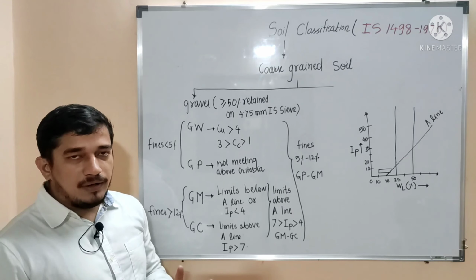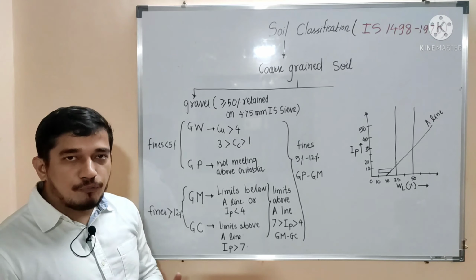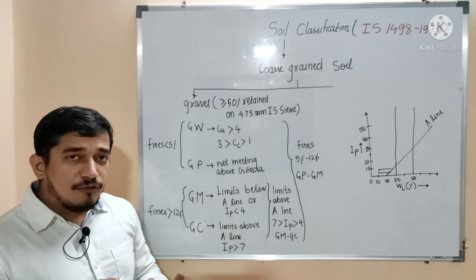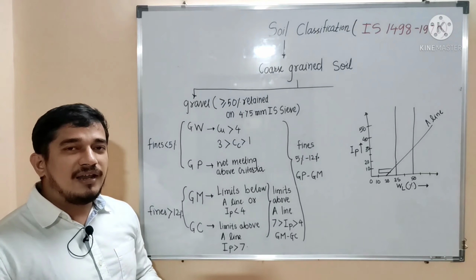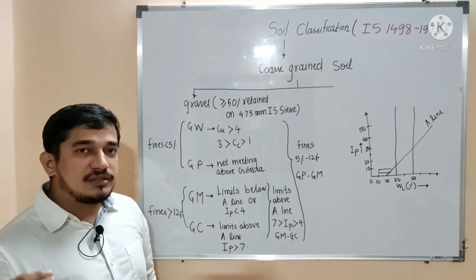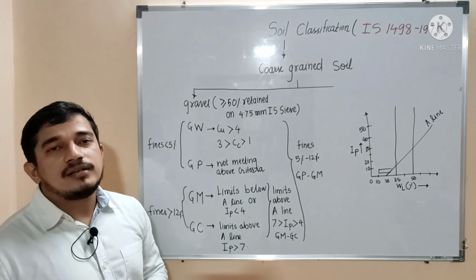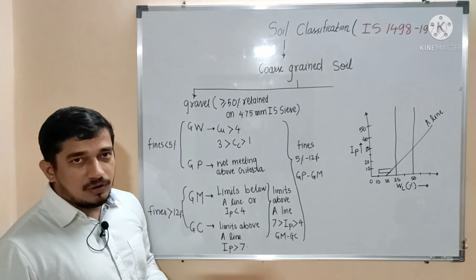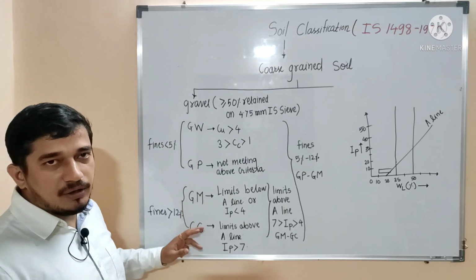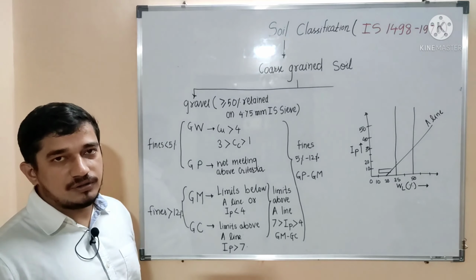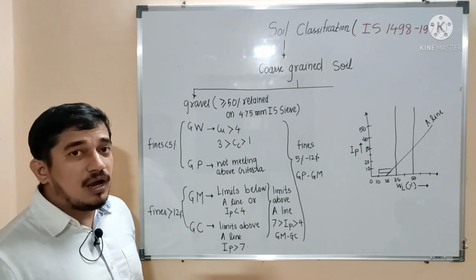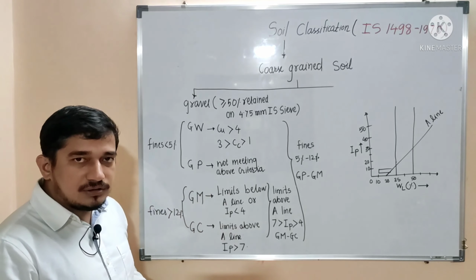After taking this sample, when we sieve it through the 4.75 mm sieve, if more than 50% of the soil is retained on that sieve, then that can be termed as gravel. When more than 50% of the soil is passing through it, then that can be termed as sand. This gravel is further subdivided, and that sand is also further subdivided. So now we will see how the gravels are subdivided.